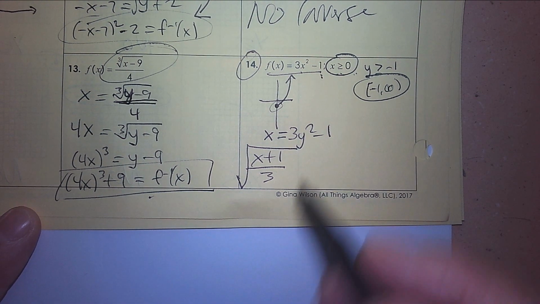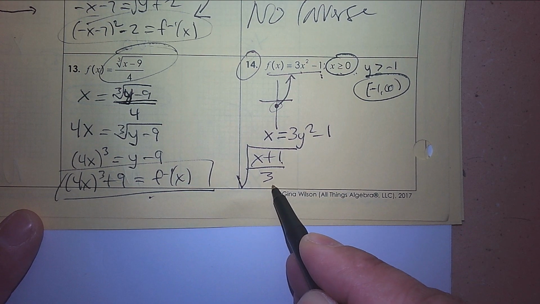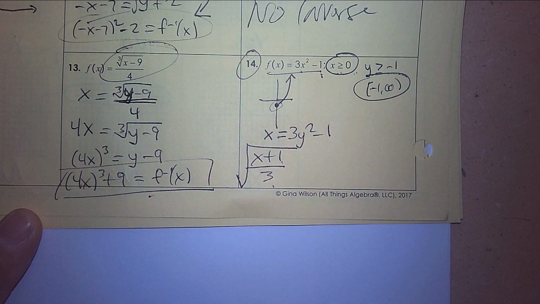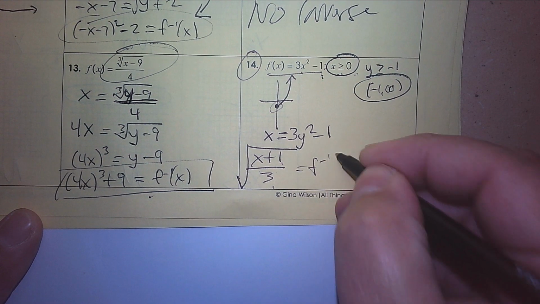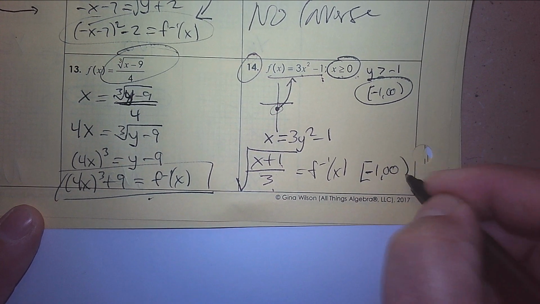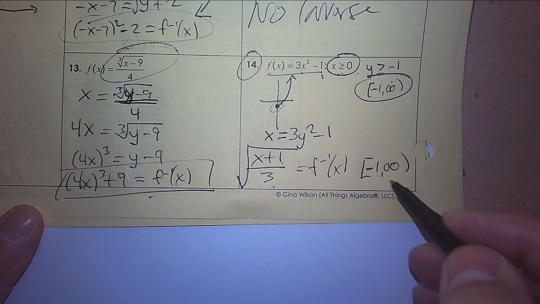What do you do first? Add 1. Then what? Divide by 3. Then what? Square root, right? And as you're telling me, I'm just writing it down. And that's called the inverse. And again, what's the domain restriction? It goes from -1 to infinity. The range of one becomes the domain of the other.